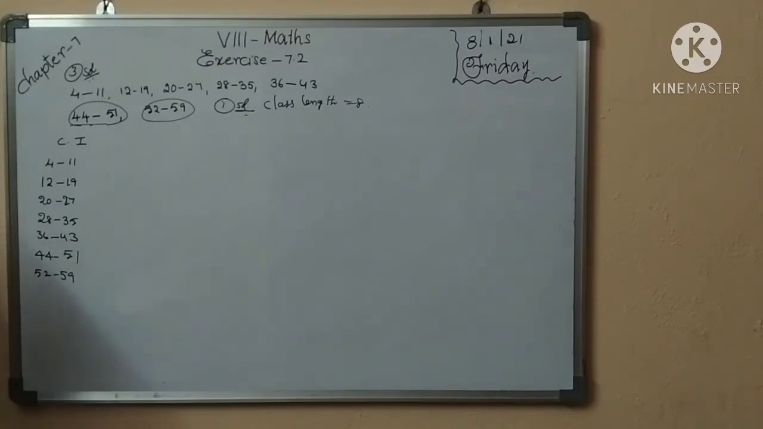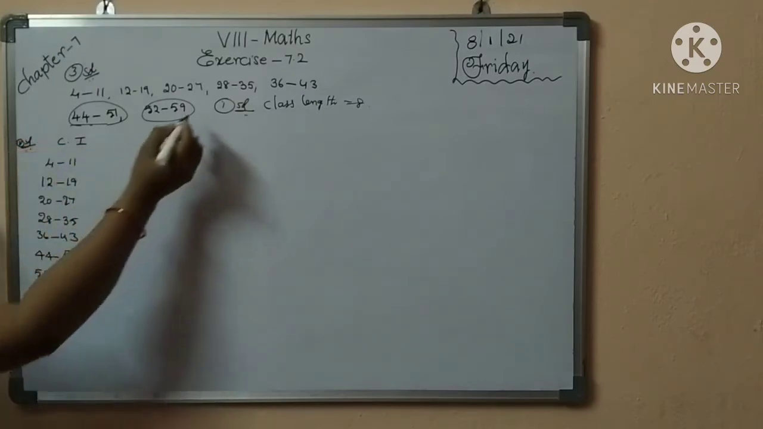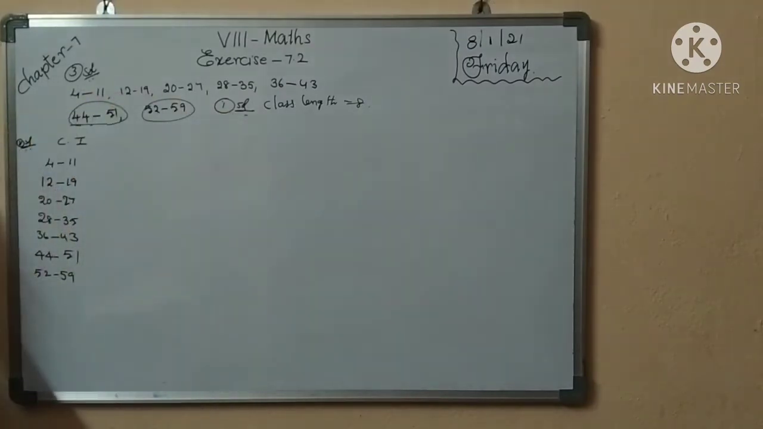Okay, children. Next, the second question: write the class boundaries of all the classes, the lower boundary and upper boundary. This is the first solution, and this is the second question solution. So, write the class boundary.